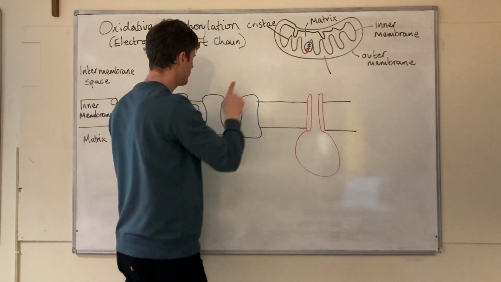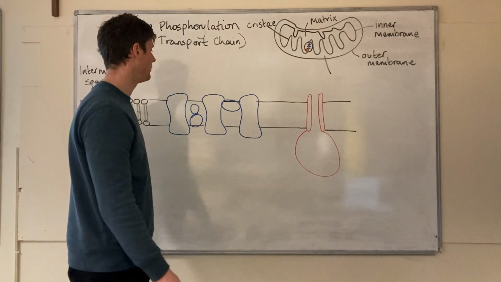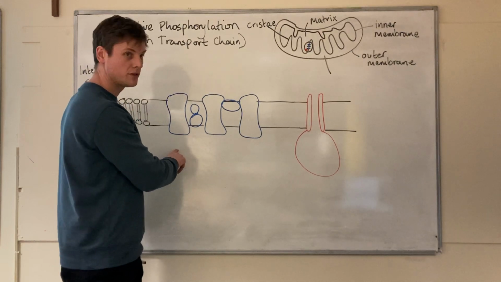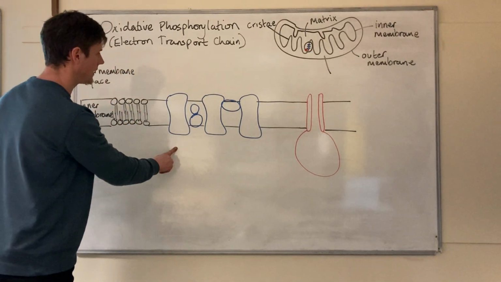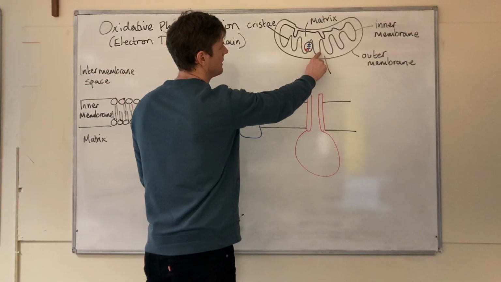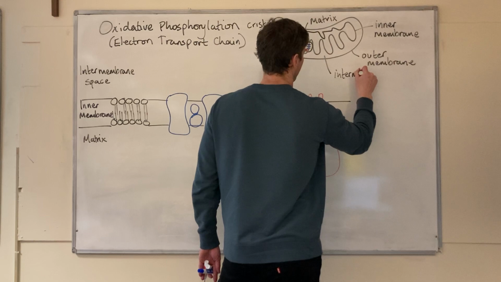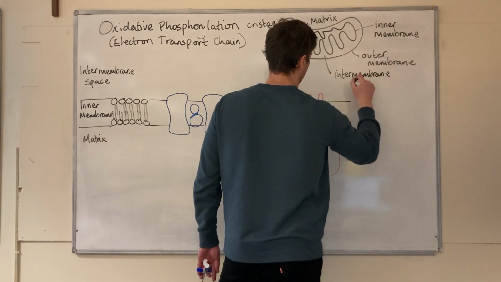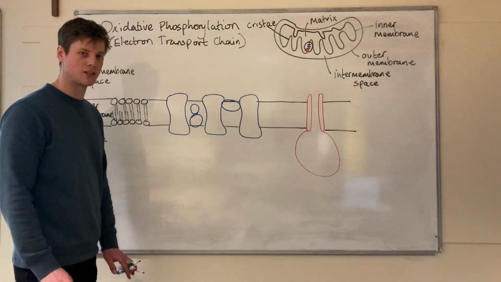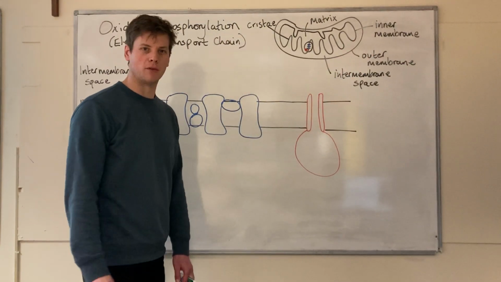So these three larger blue proteins here are, well, I sometimes refer to them as proton pumps. They're involved in actively transporting protons, H+, from the matrix and into the intermembrane space. So here, this space between the inner membrane and the outer membrane is referred to as the intermembrane space. If you are asked where oxidative phosphorylation takes place though, I would say across the inner membrane of the mitochondrion.